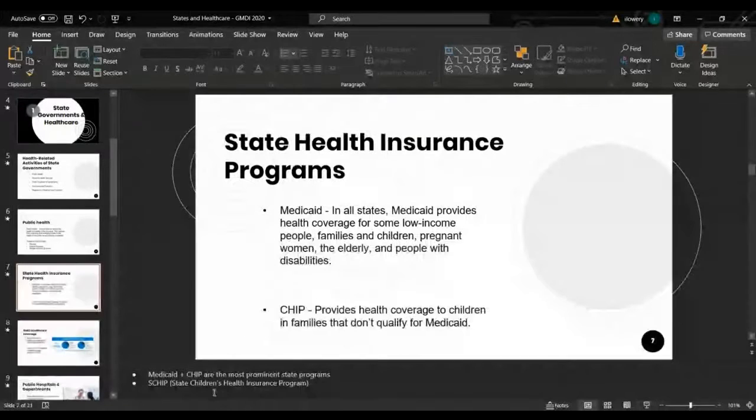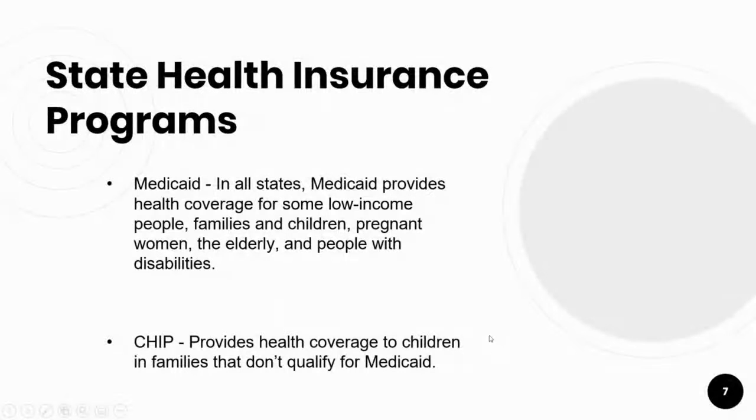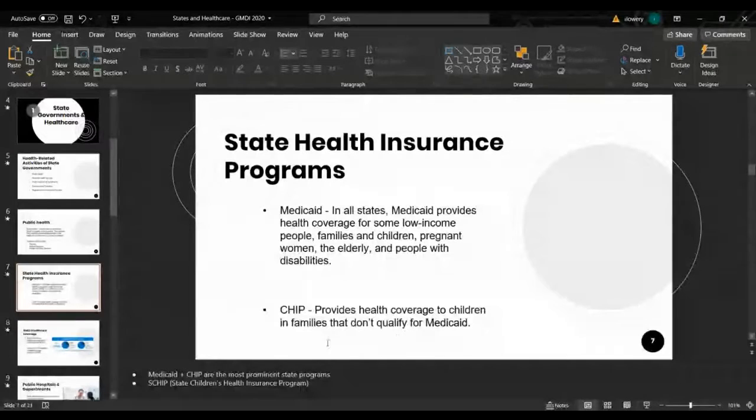CHIP, which is short for the Children's Health Insurance Program, is specifically to provide coverage to children and sometimes pregnant women, depending on the state, that typically don't qualify for Medicaid.